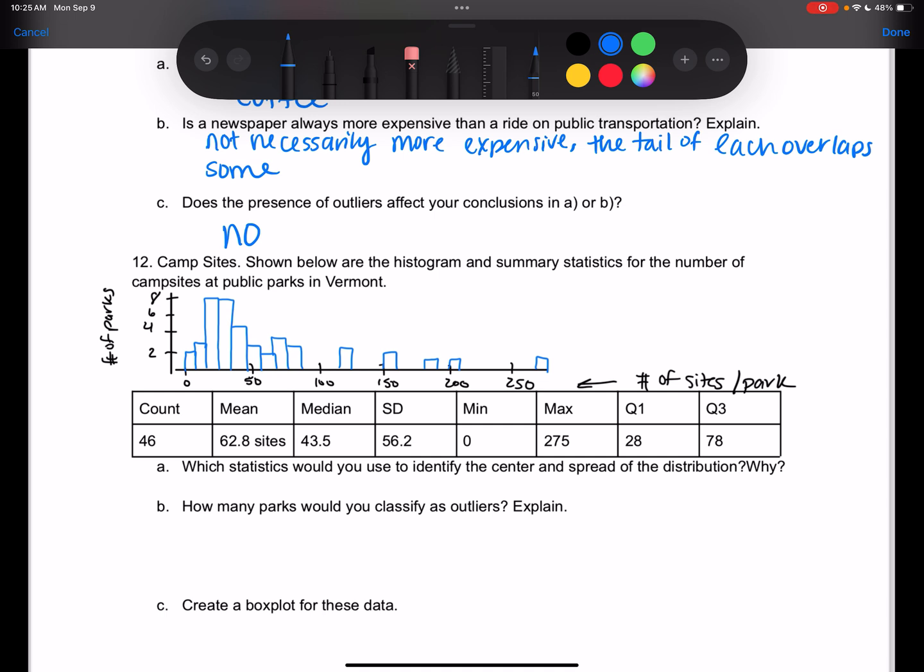So which statistic would you use to identify the center and spread of the distribution and why? So basically, are we using mean and standard deviation or median and IQR? Is median and IQR the one that goes with bimodal? Would that graph be considered bimodal? Or I wouldn't consider it bimodal, it's skewed, but it's very skewed, right? So I would say median and IQR, because it's skewed.